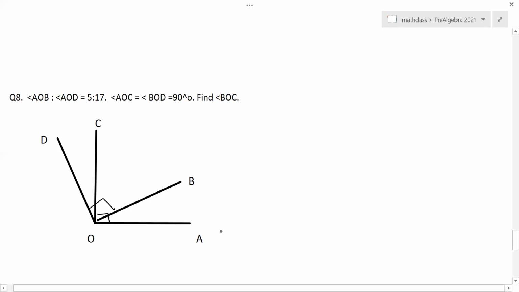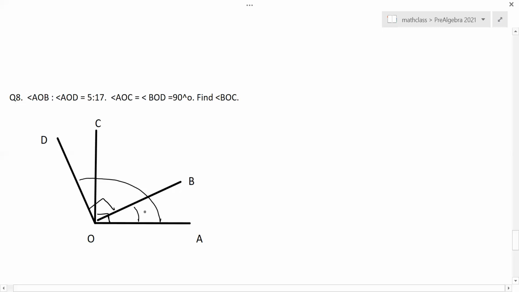And we are told that angle AOB to angle AOD is 5 to 17, okay, right? AOD and AOB, okay? I'm trying to find out BOC. So here's the idea, okay?